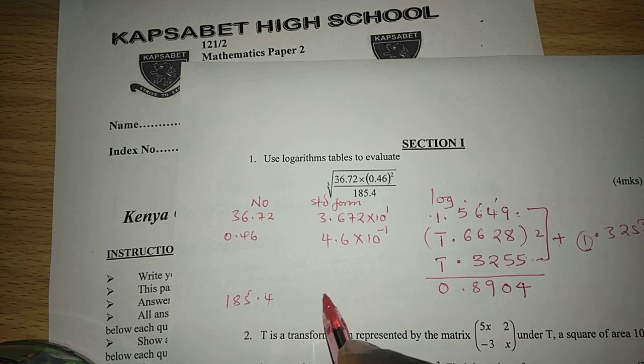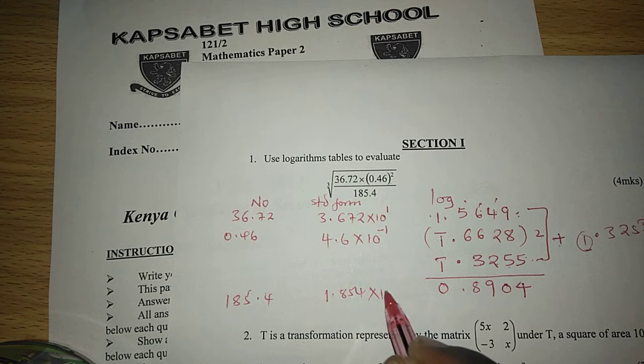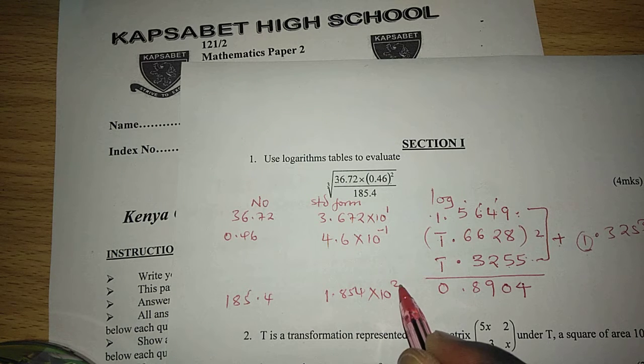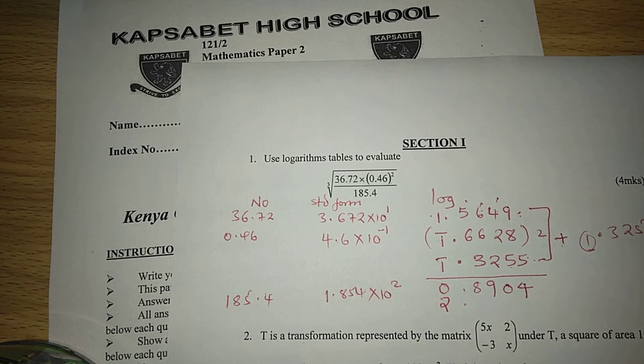After that, we get to the third number, which is 185.4. This will be 1.854 multiplied by 10 raised to 2 in the standard form, such that its logarithm will start with 2. The log of 1.854 is 2681.